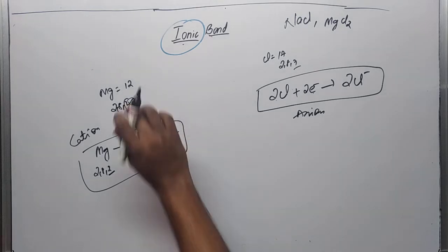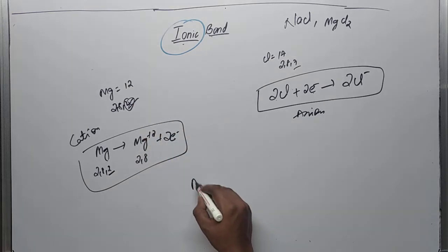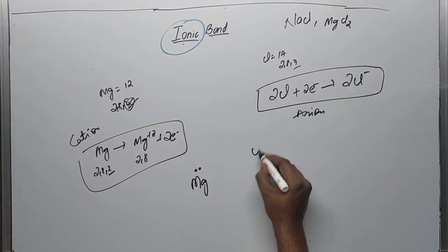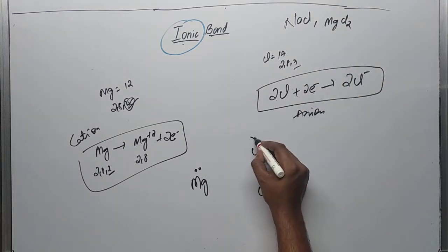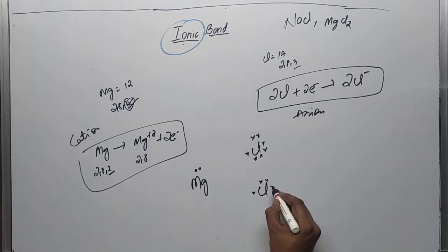Okay, if we see with the help of Lewis dot structure, MgCl2: in the last shell Mg has 2 electrons, so you have to write 2 dots. Now in this molecule Cl2 we have 2 chlorines, 1, 2, and each chlorine has 7 electrons in the last shell.